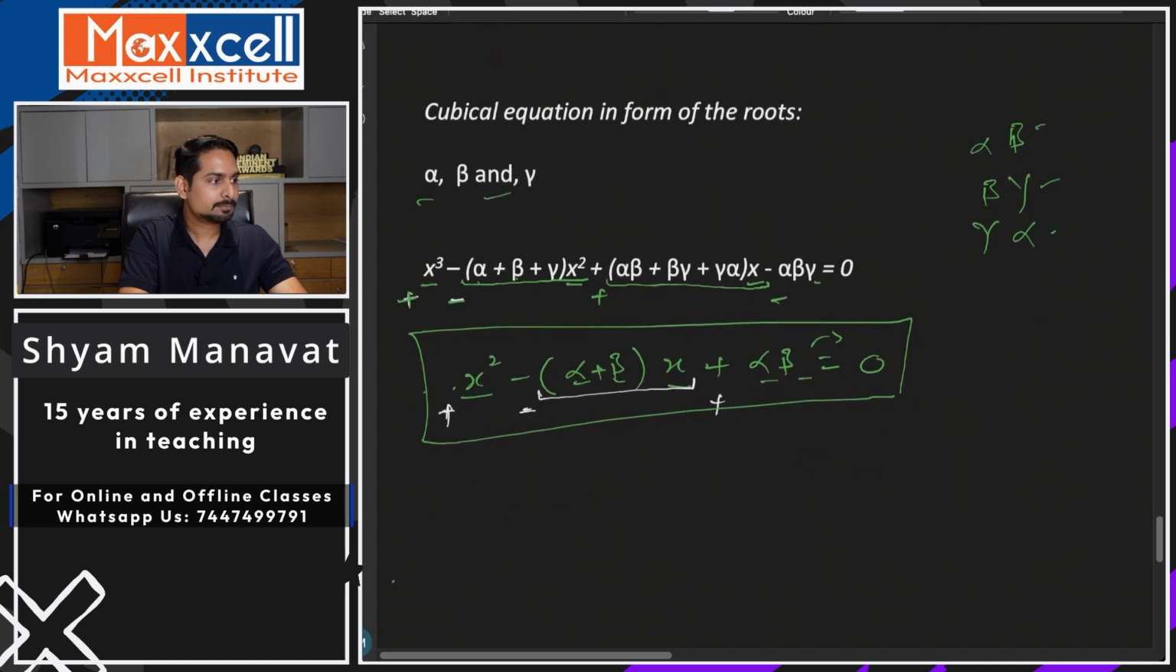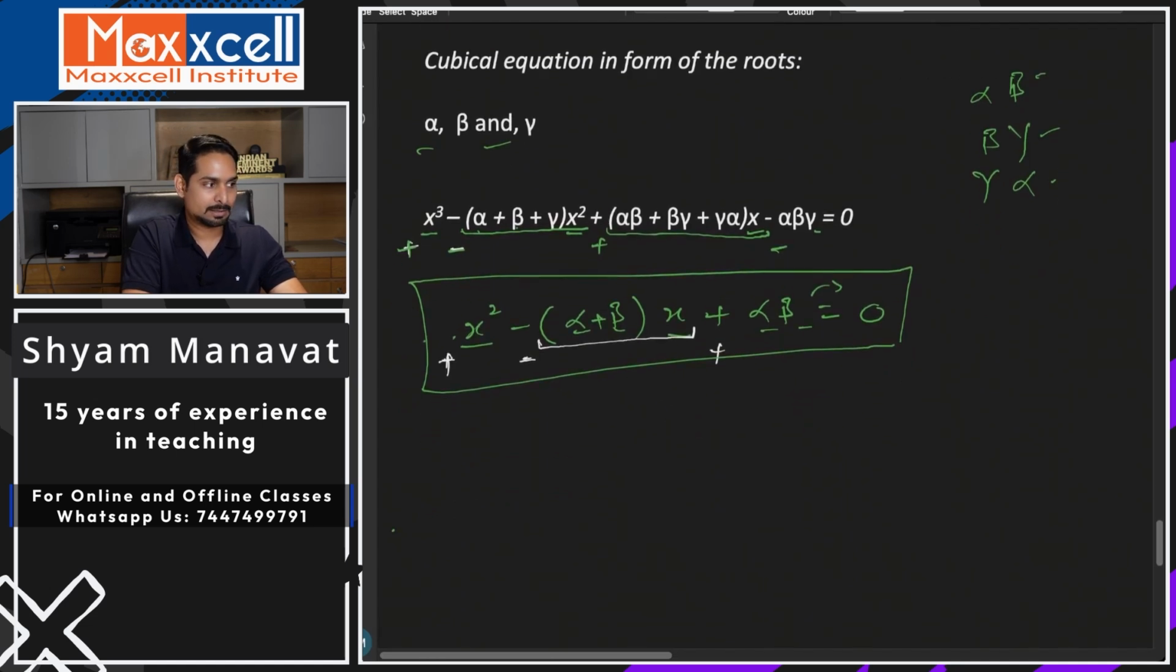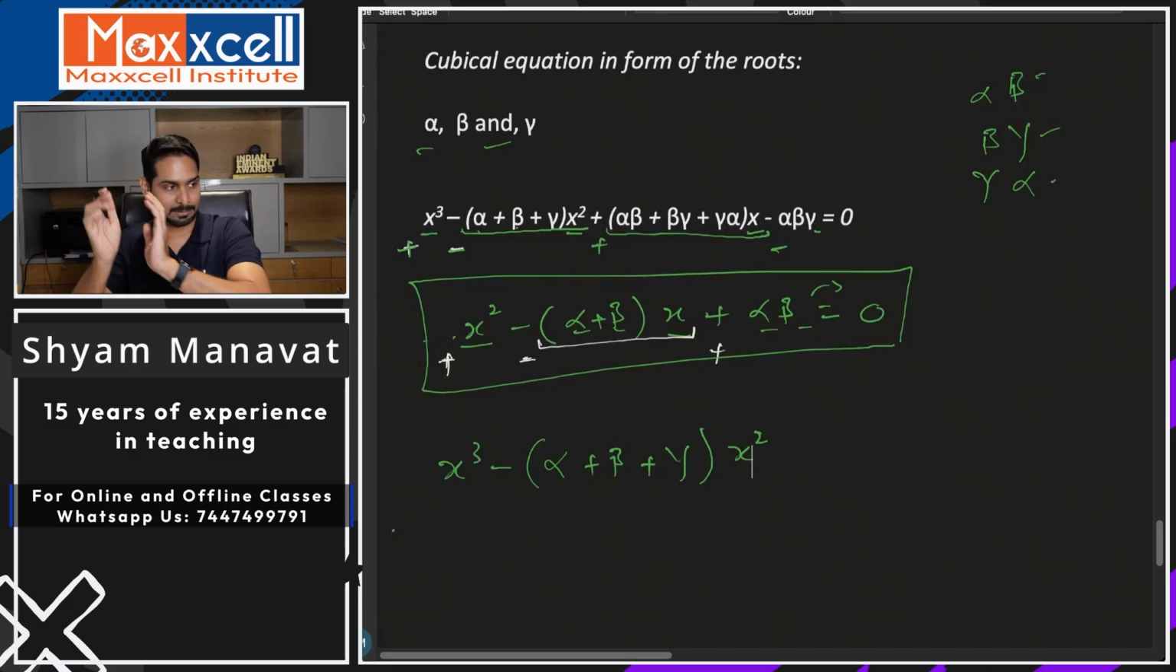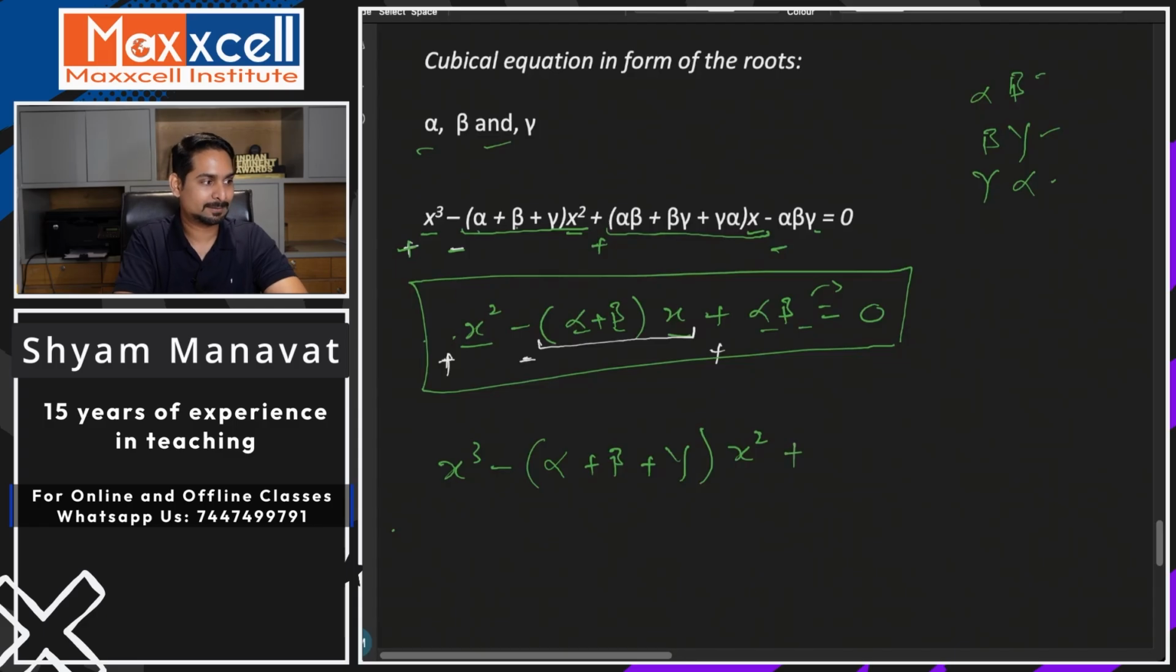Let me write this for you again. For the cubical equation in terms of roots, it definitely has to start with x cube with positive sign. Plus and minus signs are alternate when you write the equation in terms of roots. So the next term has to be negative. Take one root at a time, so alpha plus beta plus gamma, and then this is x square. The power of x is 2, definitely: x cube, x square, x, and then constant. Next term, what should be the sign of the next term? Yes, absolutely right. That has to be plus, minus alternate. Now you are going to take two roots at a time.